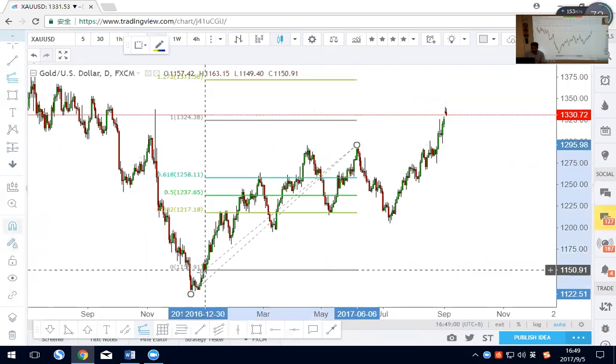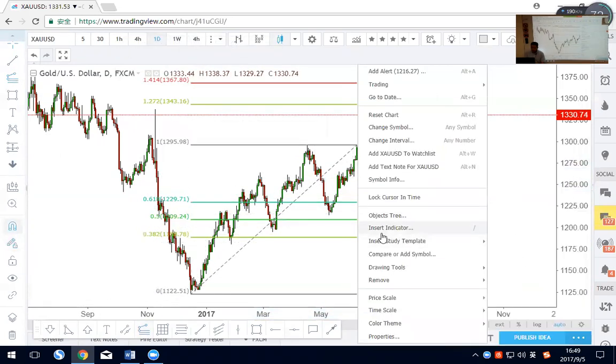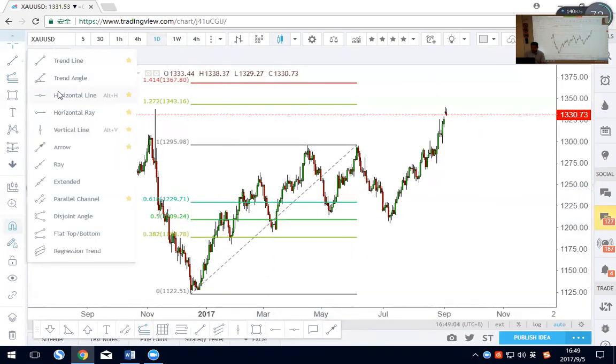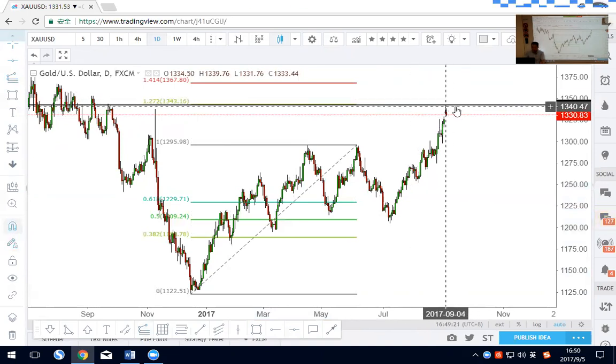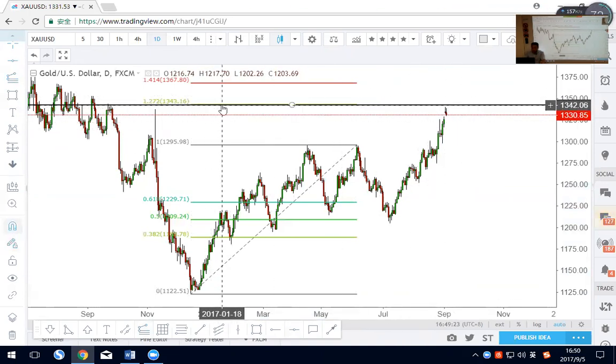Pay attention to this extension move here, which is 1343. So guys, you need to know how to use the correct measuring tools to know where the price will go and where it's going to turn. So I won't short gold until it reaches 1343, and even when it reaches 1343, I need some more confirmation. I need to see some bearish setups. If there are no bearish setups, I won't short, right?